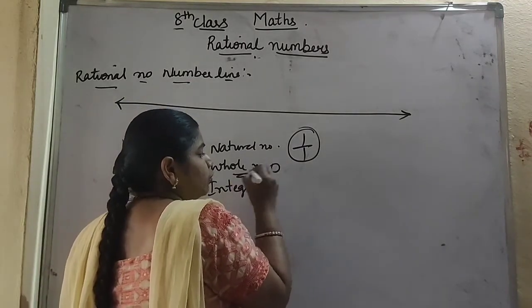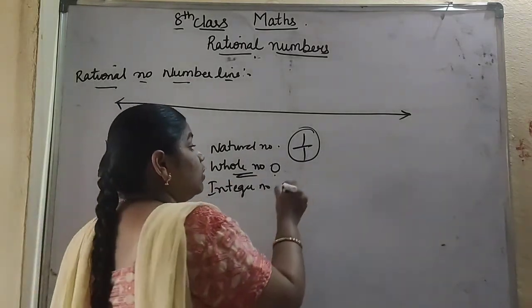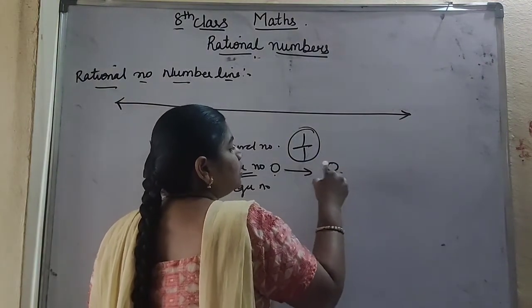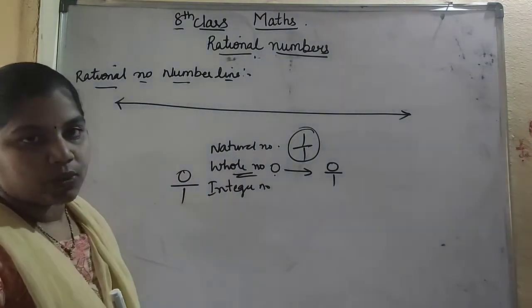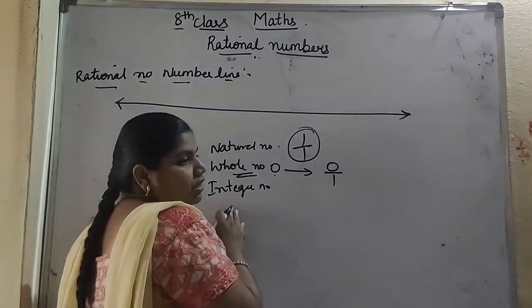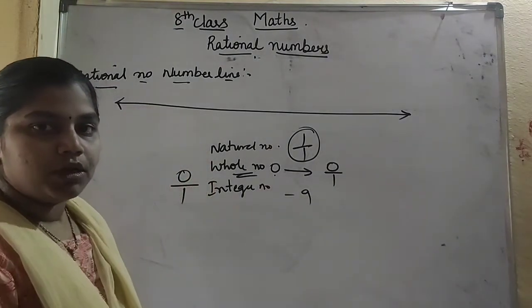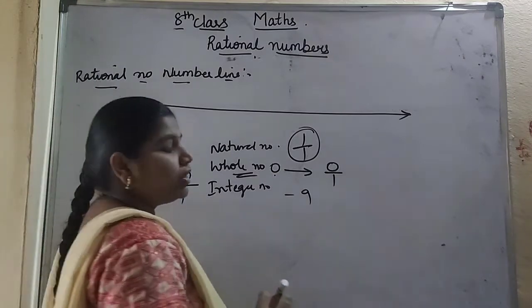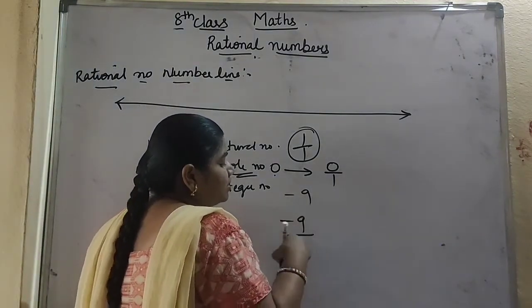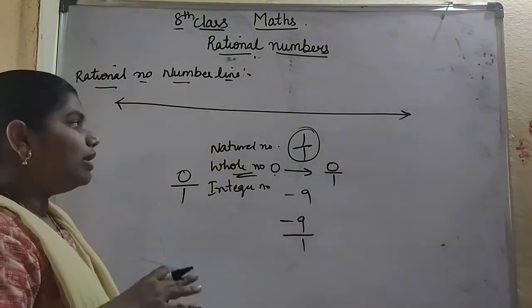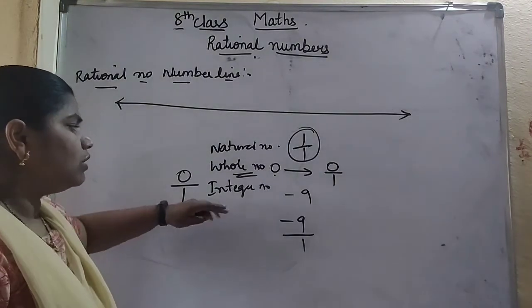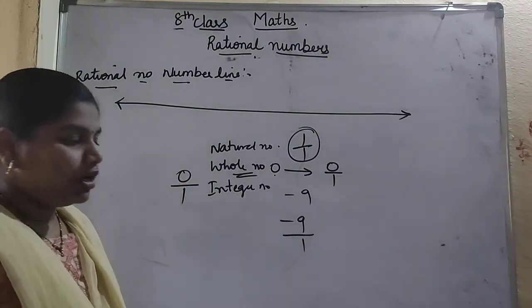In the whole number set you will be seeing 0. So 0 is also a rational number, because 0 can be written in the form of 0 by 1. In the same way, all the integers, negative values, like minus 9. Is minus 9 a rational number or not? Yes, it is a rational number, because we can write it as minus 9 by 1. So all the natural numbers, all the whole numbers, all the integers are rational numbers.